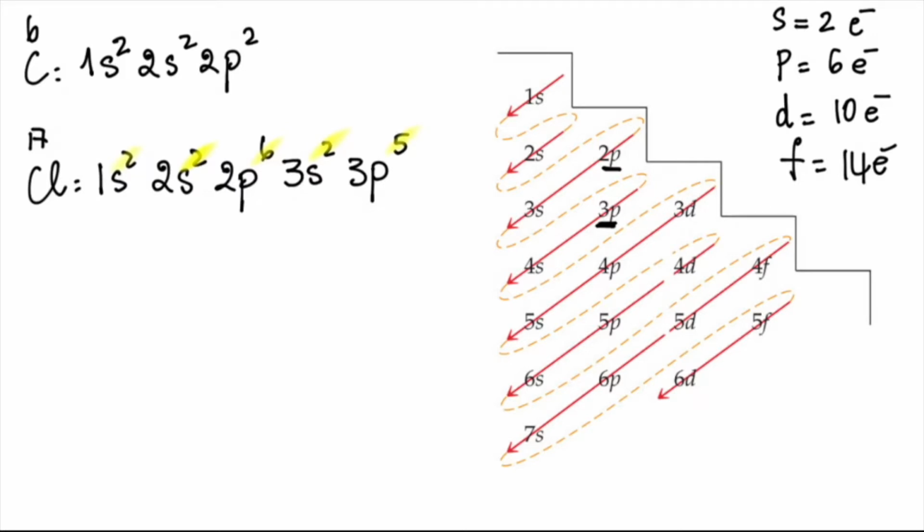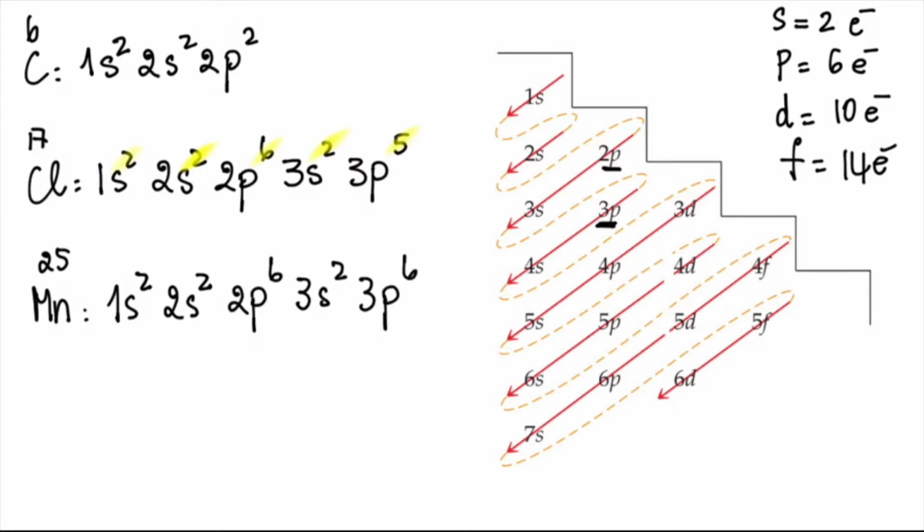Another example, manganese. Manganese has atomic number 25. We would do the same thing and start with 1s. So we have 1s2, and then 2s2, 2p6, because P can put 6 electrons. And since we want 25 electrons, we have to keep going. Then we have 3s2 and then 3p6. If you stop here, you have 18. So we need to keep going.